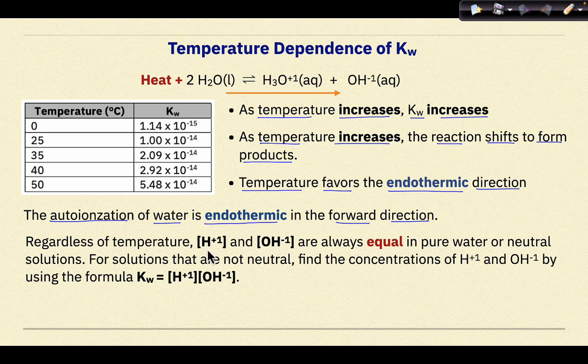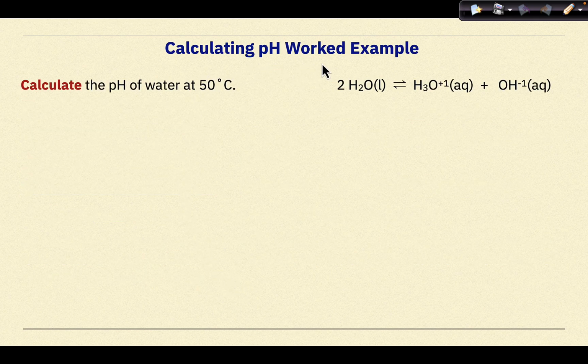Regardless of temperature, the hydrogen ion concentration and hydroxide ion concentration are always equal in pure water or neutral solutions. For solutions that are not neutral, find the concentration of hydrogen ions and hydroxide ions by using the formula Kw is equal to hydrogen ion concentration times hydroxide ion concentration. Calculating pH worked example. Calculate the pH of water at 50 degrees Celsius.